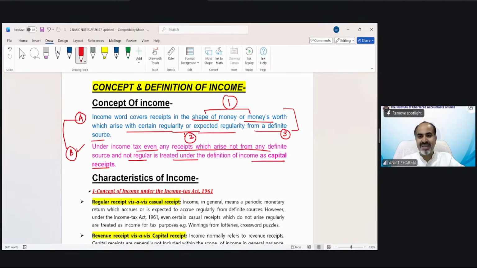So this is called revenue receipt, and these are called capital receipt. Both are taxable. Like if you transfer your property or your building, that is not a regular work. You do not transfer your building regularly, but still it's going to be taxed as capital gain income. In the same way, if you won a lottery ticket, that is not a regular thing, so that is going to be your income as a capital receipt.